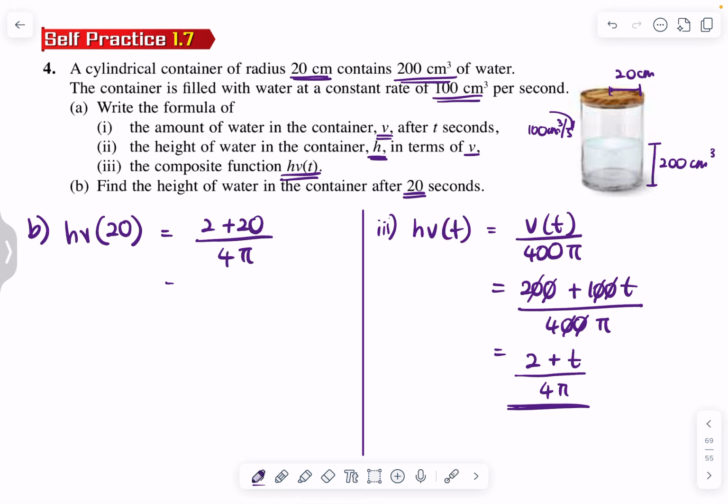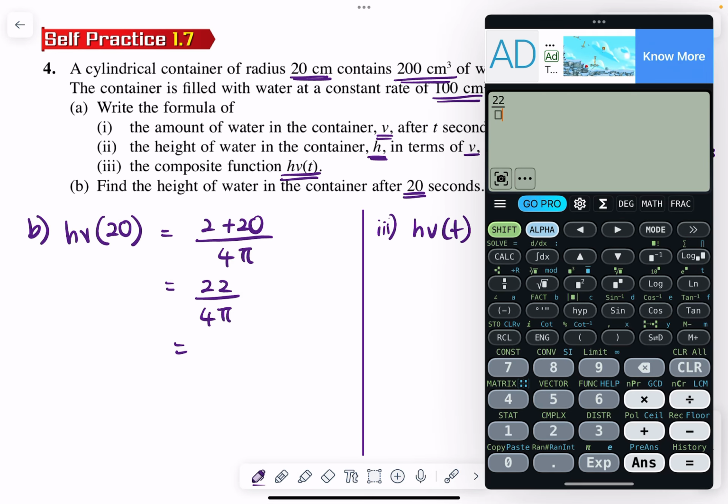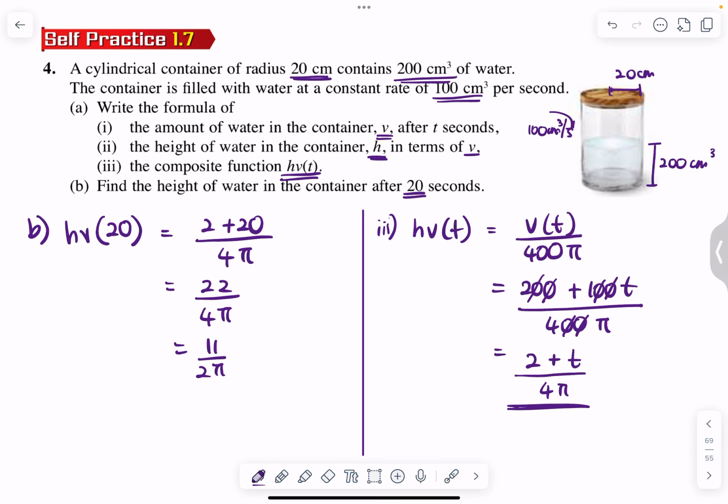This will give us 22 over 4 pi. We can also simplify this, giving us 11 over 2 pi. Just divide it by 2. That's it.